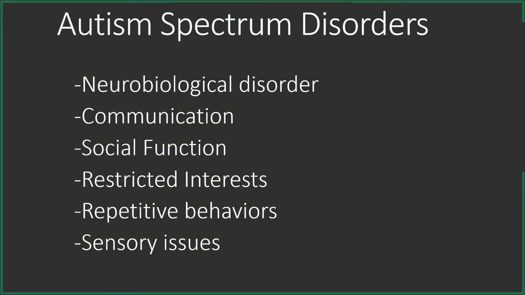Now, in trying to understand CNS wiring, I'm going to be talking about autism spectrum disorder. And just to remind everybody what autism is, it's the most common pediatric neurobiologic disorder, 2% of the pediatric population. And there are impairments in communication, function, and impairments in restricted interest and repetitive behaviors, three issues.